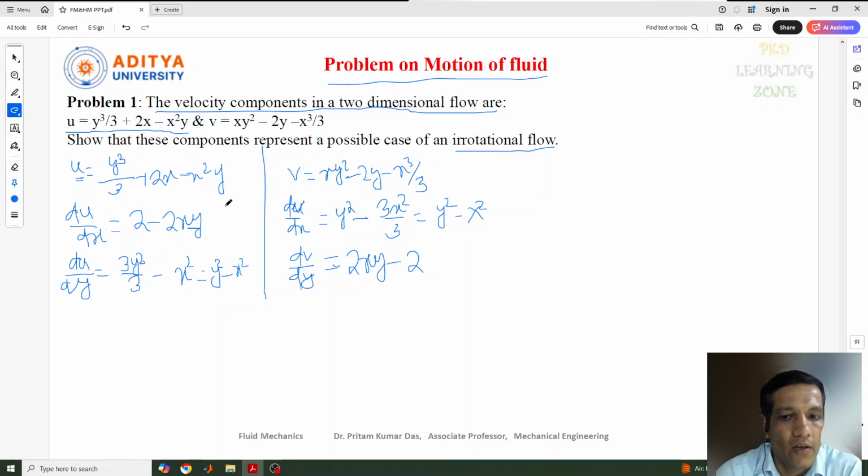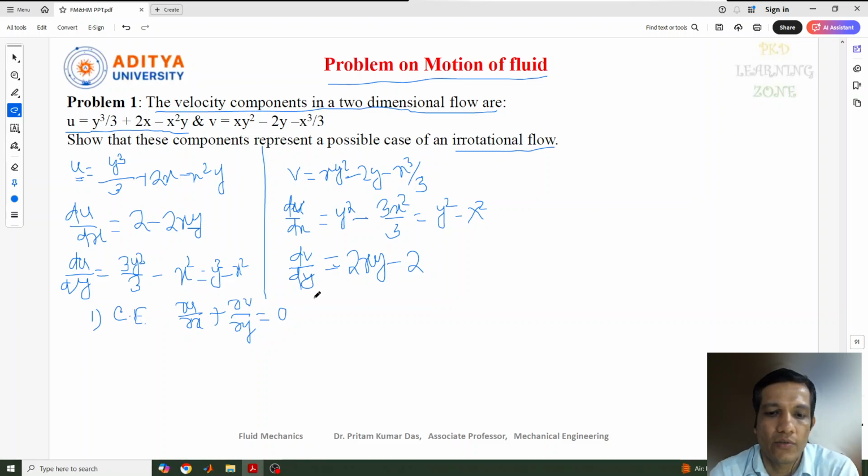Now, because this is a two-dimensional flow, let me write the continuity equation for the two-dimensional flow. It is del u by del x plus del v by del y equal to 0. So this is the continuity equation. I'll put in the values I got for the derivatives and see what we get.